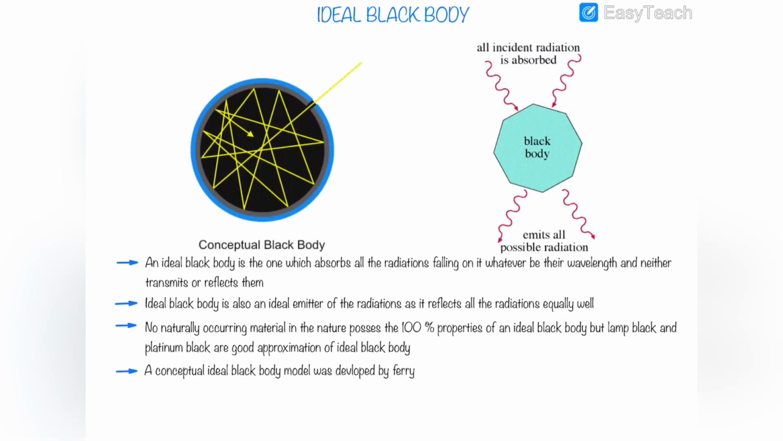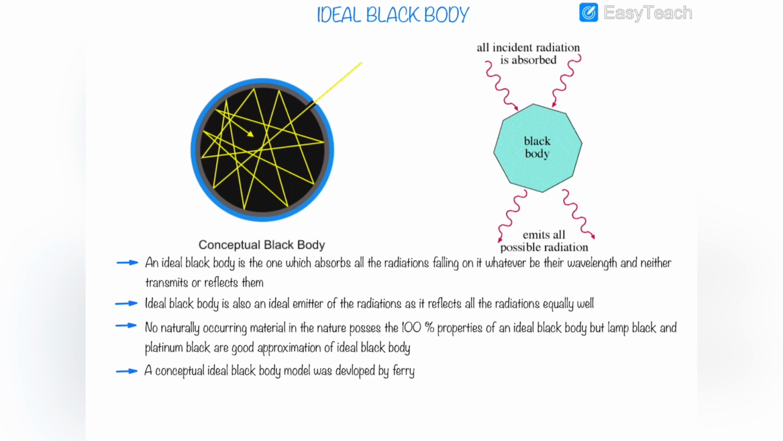Now, what is the ideal black body? An ideal black body is a hypothetical or conceptual visualization of a body which absorbs all the possible radiations which are incident on it. So, we can say that an ideal black body is a hypothetical, conceptual body, which can absorb all the possible radiations which are incident on it.